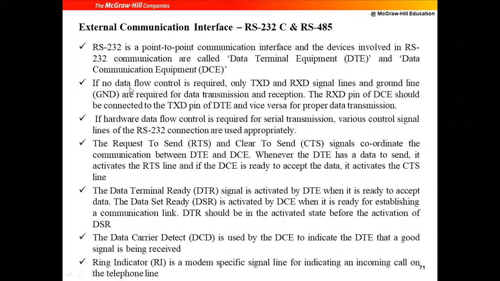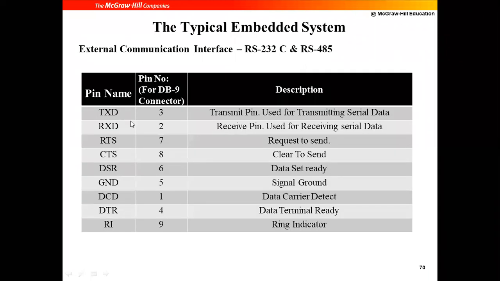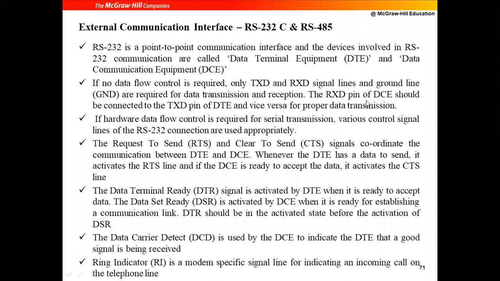Now, if no data flow control is required, in the sense that I don't require any acknowledgement or handshaking signals, and only transmission and receiving of the data is sufficient, in such cases we are going to use only the TXD, RXD signal lines and the ground line. You can observe in the previous table, TXD pin number 3, RXD pin number 2, as well as pin number 5. These pins will be used. There will be no control signals, nothing. This is how the connections are done: the RXD pin of DCE, that is the data communication equipment, should be connected to the TXD pin of DTE, and vice versa, TXD to the RXD.